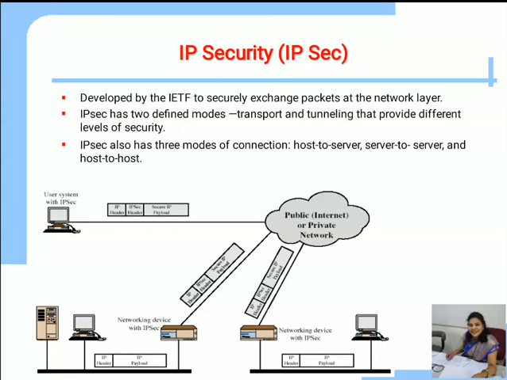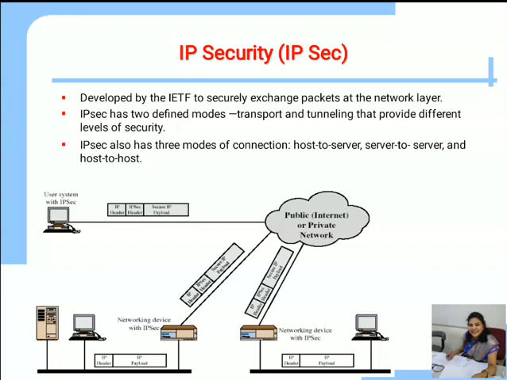IPsec has two defined modes, transport and tunnel, that provide different levels of security. In transport mode, IPsec is applied after the transport layer. In tunnel mode, it is applied after the network layer. If IPsec is applied in transport mode, it will secure only the data, not the original IP header. But in tunnel mode, it secures data as well as the IP header, that is source and destination IP address also. We will see in detail further. IPsec also has three modes of connection: host to server, server to server, and host to host.